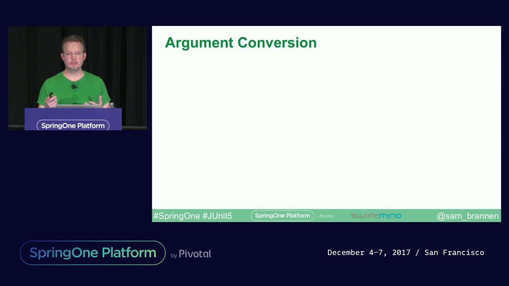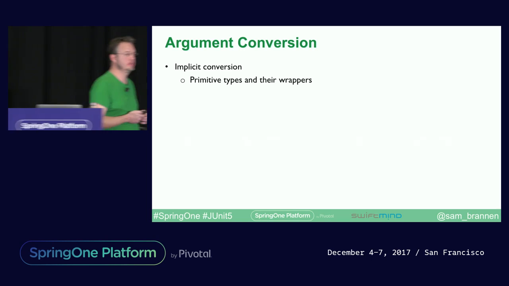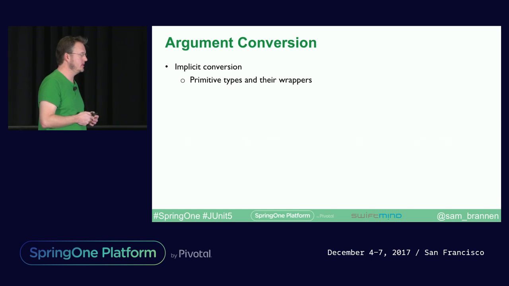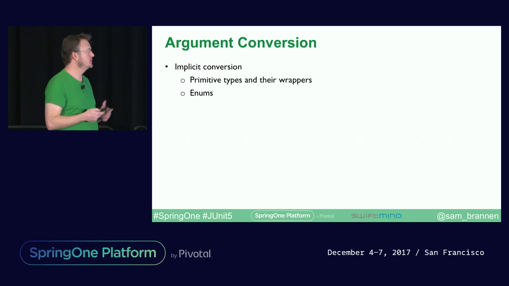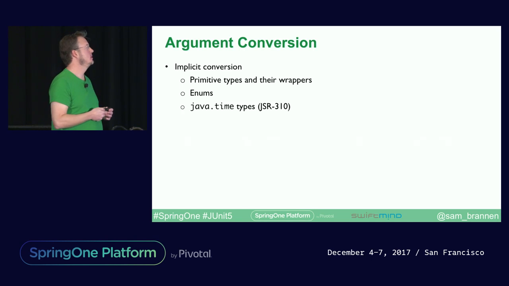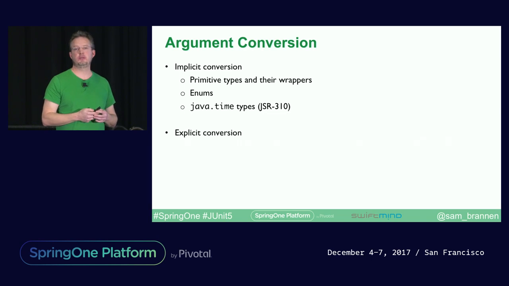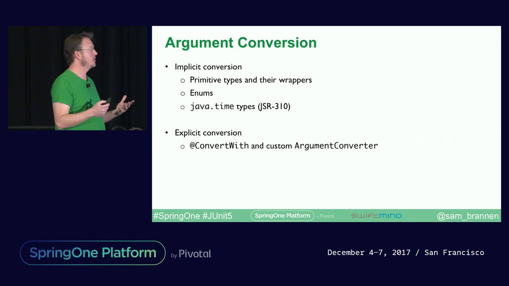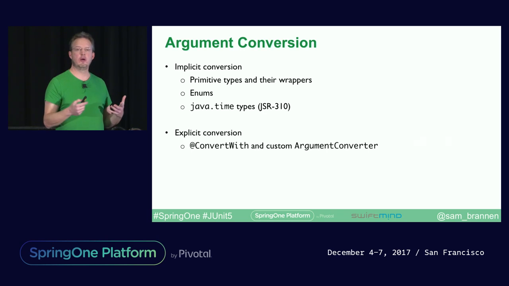So this argument conversion also borrows some notions from Spring, right? So we have implicit conversion based on primitive types and the wrappers, string, int, stuff like that. We also have support for enums for the constants, support for Java time, like LocalDateTime, stuff like that. But then there's also support for explicit conversion. So you can specify your own converter, an ArgumentConverter, passed in via @ConvertWith for a particular parameter.